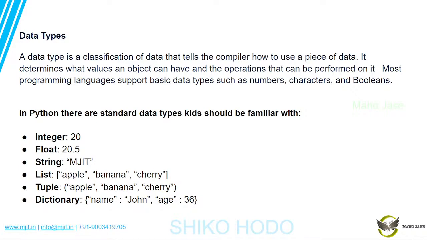The first thing is the data type. A data type is a classification of data that tells the compiler how to use a piece of code. So think that the first line says a data type is a classification of data that tells a compiler how to use a piece of code. Take five students. I have given them a pen, paper, a chalk, an eraser, and a bag.